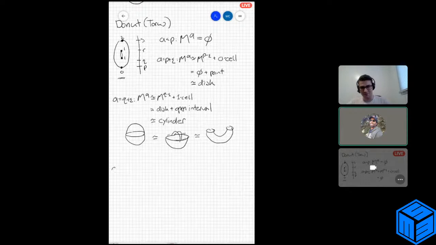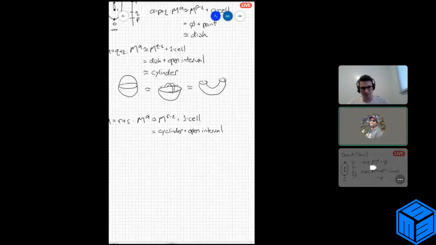When A is a little bit bigger than R, MA will look like M when it's a little bit less than R plus a 1 cell. And again, this is something like a cylinder plus an open interval.